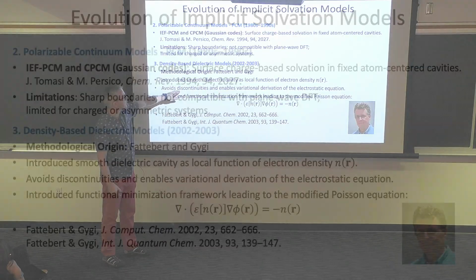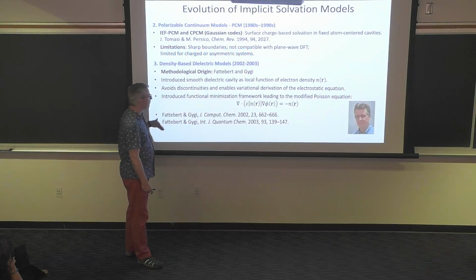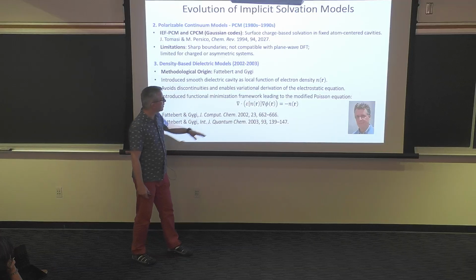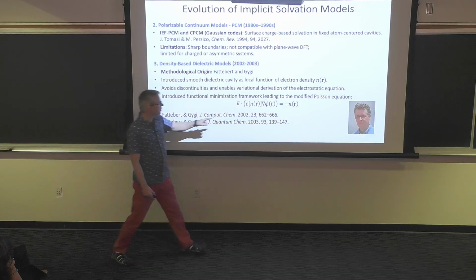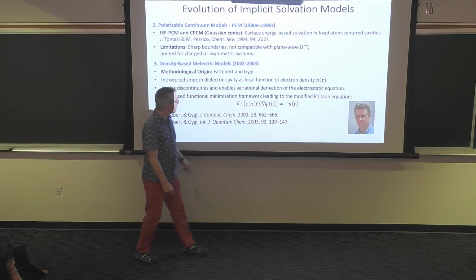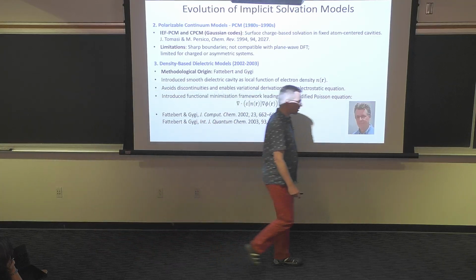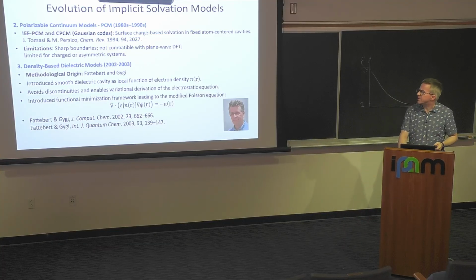It avoided the discontinuities. It also enables you now to use a variational derivation of the electrostatic equation because your epsilon now depends on the local charge density. And so you can now derive variational principles and stuff like this. And then he introduced essentially the use of the inhomogeneous Poisson equation, where epsilon depends on n of r, and implemented it in the DFT code. Here are the two papers where they discuss it. And that really set the basis for a lot of good developments which keep on going on to this day.